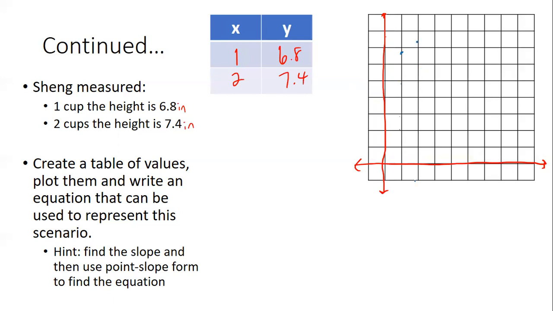Okay, as I'm looking at this, does it seem like they could be linearly connected? Yes. Linearly, like I can draw a line.